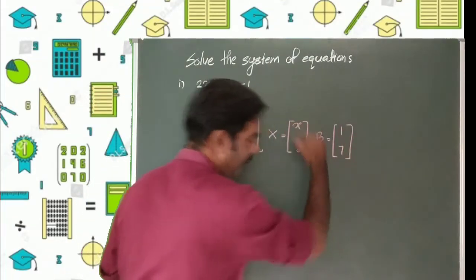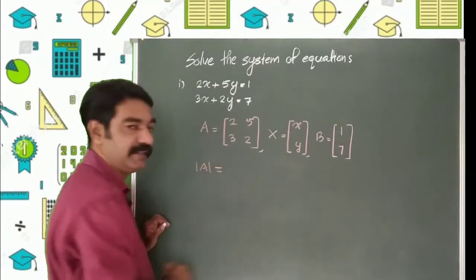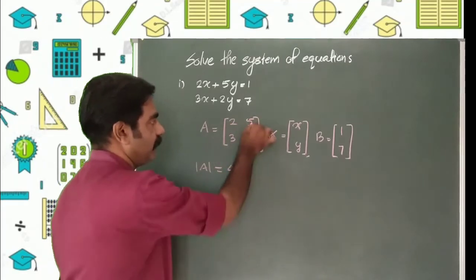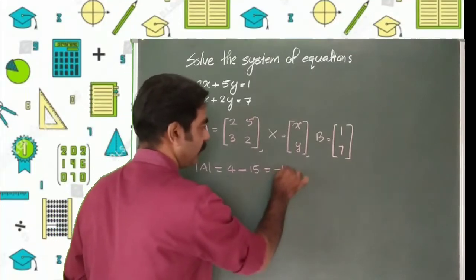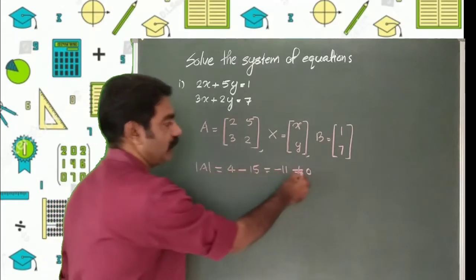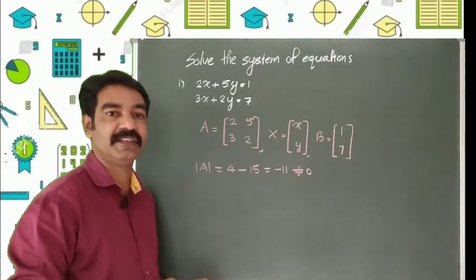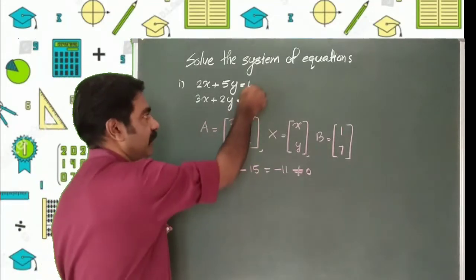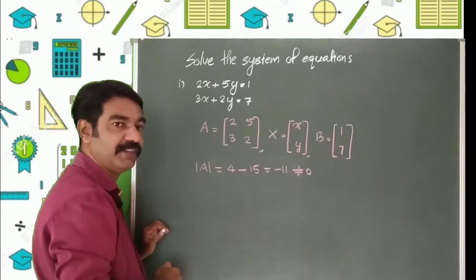Now first you have to find det A. det A is equal to 2 into 2 is 4, minus 5 threes are 15. 4 minus 15 is equal to minus 11, which is not equal to 0. So det A is not equal to 0 means A is a non-singular matrix and hence A inverse exists. We can find the solution for this. That means this equation has a unique solution.